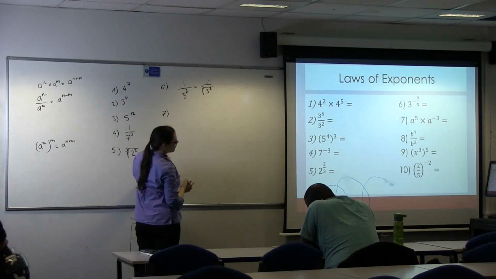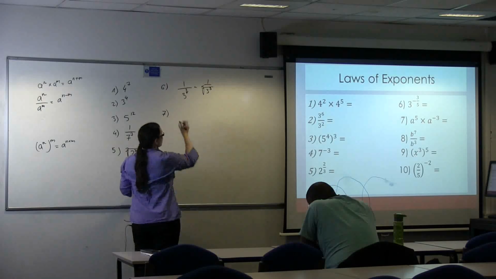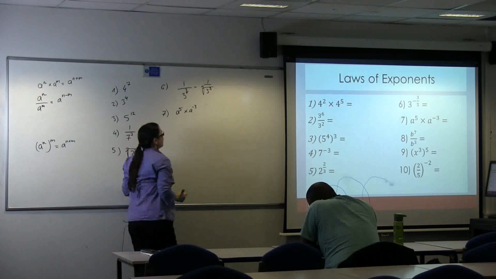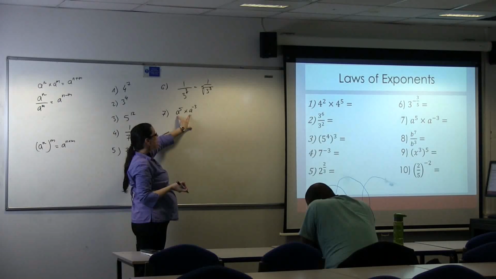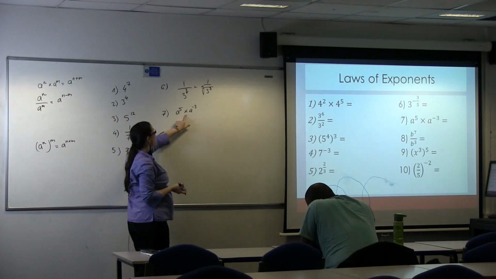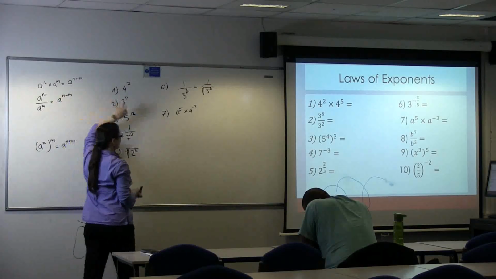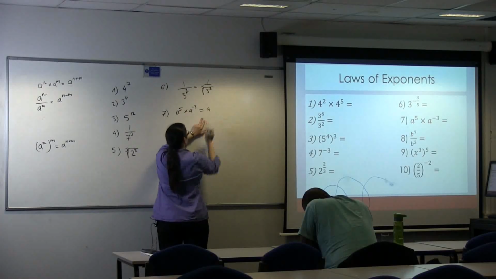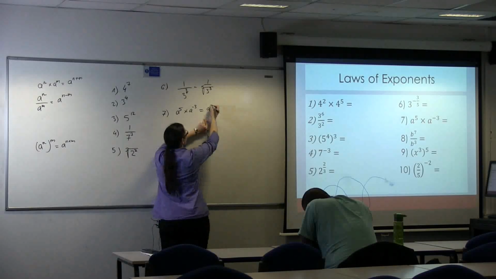Number 7. A to the 5th times a to the minus 3. Well, I've got the same base. That's not a number now, but I know the base is the same. So I'm multiplying them together, so that is this case. All I need to do is add together 5 and negative 3. 5 and negative 3 added together gives me positive 2.